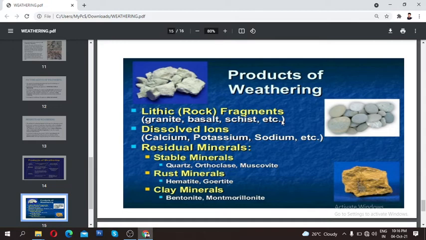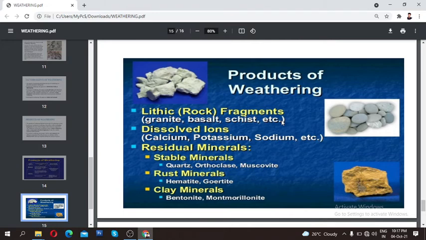The next is residual minerals, that is what is present, whether it is hard material or some soft material, whatever is finally present. That is known as residual minerals. Here you can see the residual minerals are divided into three types: one is stable minerals, the second is rust minerals, and the third is clay minerals.